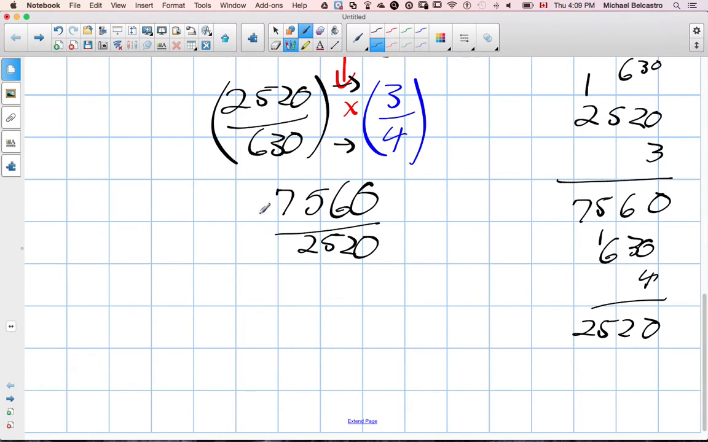Now, I should probably reduce this. They probably want it in lowest terms. Looking at it, I have a 0 on each side. So essentially, I can divide both the top and the bottom by 10. That works out really nice. So the zeros both disappear. So now I'm left with, I'll put a little equal sign here so we know we're still working, 756 over 252.